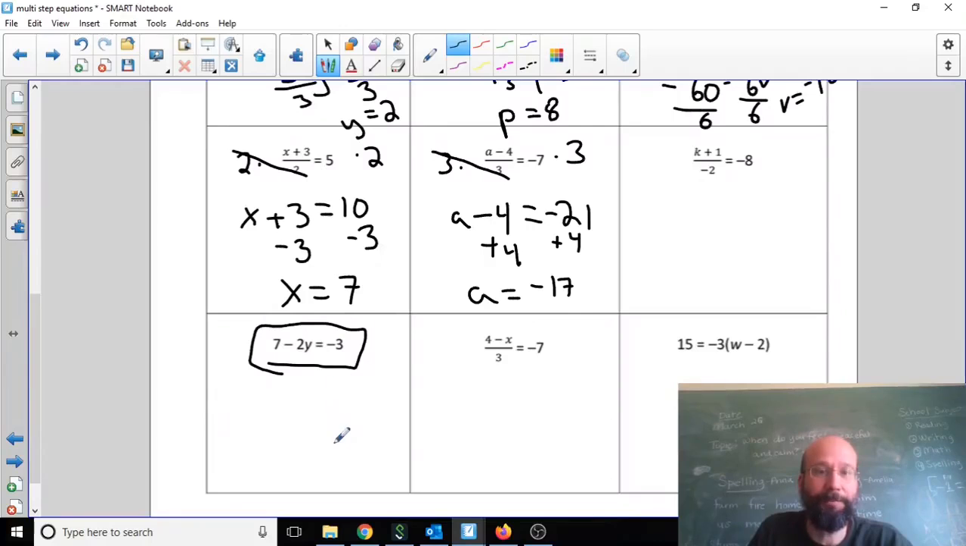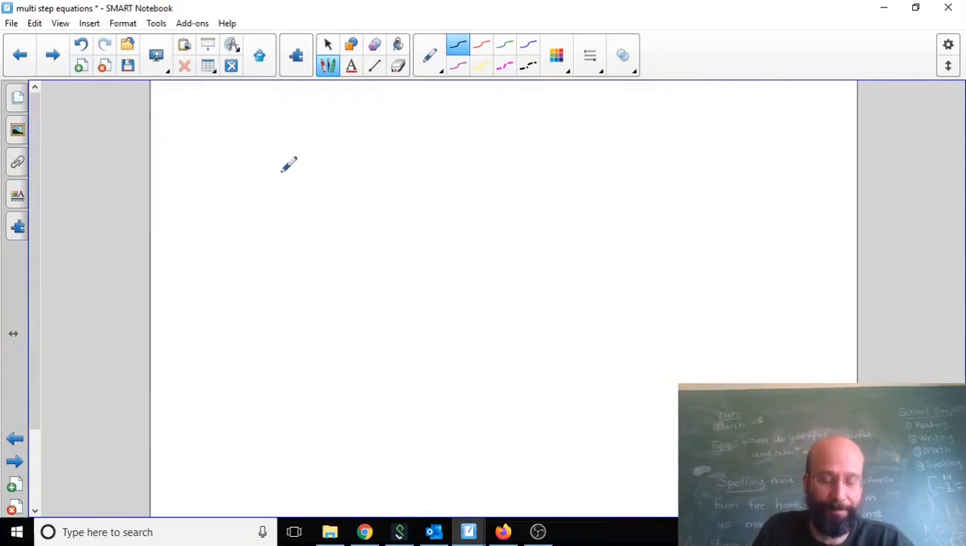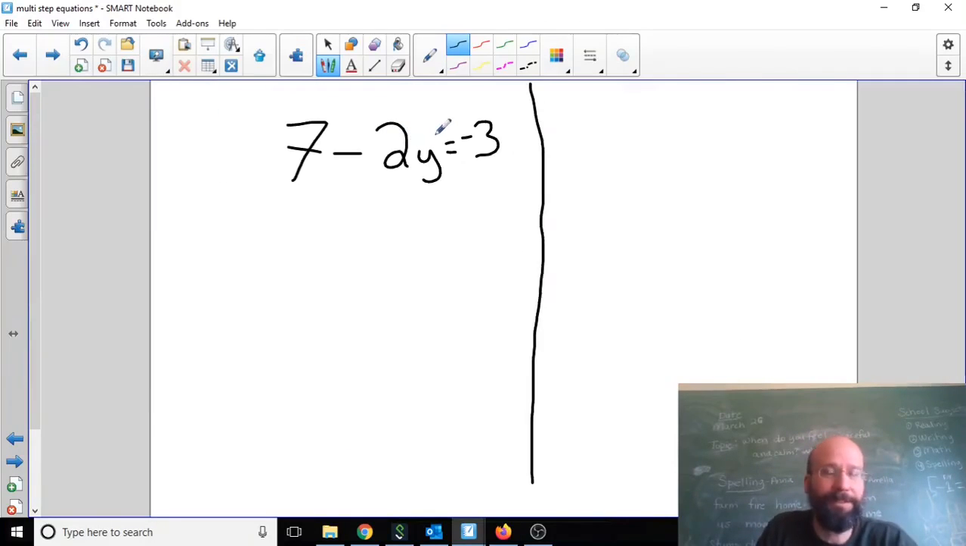7 minus 2y equals negative 3. We're going to open this up. So this is what I want to see. First, I want you to solve for this y. So I need to move this 7 over. There's nothing in front of it, so that means it's positive. So I'm going to subtract 7. So this is 0, and I have negative 2y over here. And over here, negative 3 minus 7 is negative 10. This is negative 2y equals negative 10.